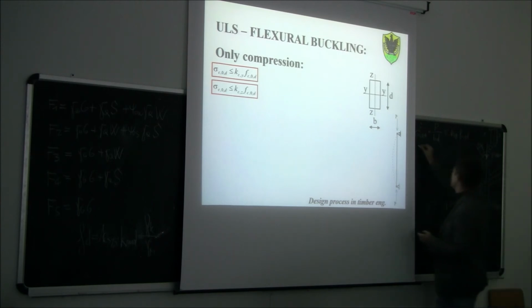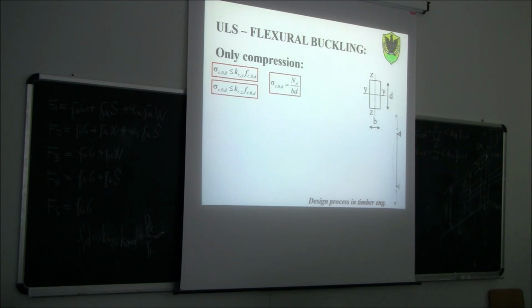Then we need to do the other verification, sigma c,0,d, is given by the same value, P divided by B per D, less than k_cz times f_c,0,d. And this time k_cz is the buckling reduction coefficient for buckling around the Z axis, meaning displacement of the cross section parallel to Y. Okay? Remember that for buckling you don't have the k_h anymore, as before.